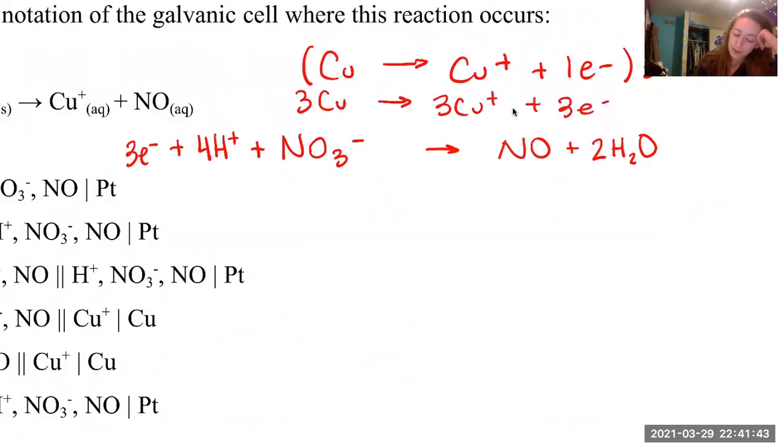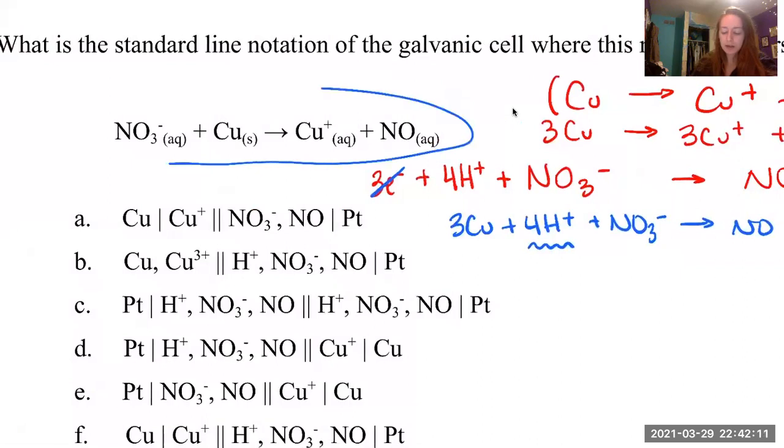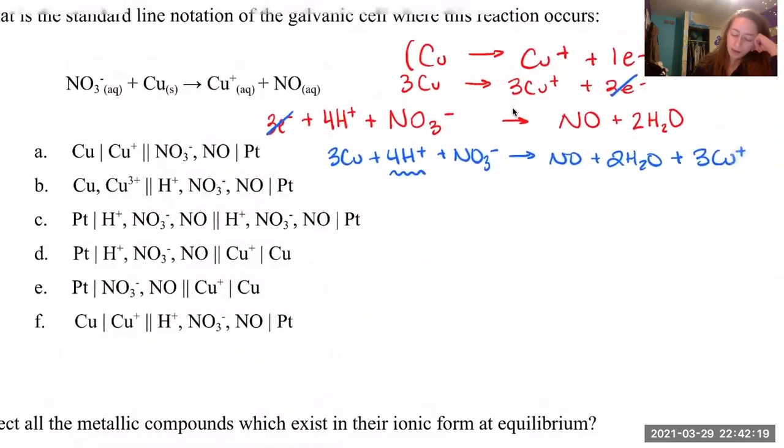Okay, at this point, these would cancel out, but that's pretty much it. And so when you put everything together, you're still going to have this H plus remaining. Okay, even though we didn't see it over here, it's really important. Okay, so when we're deciding what our line notation is, we have to consider a lot of things.